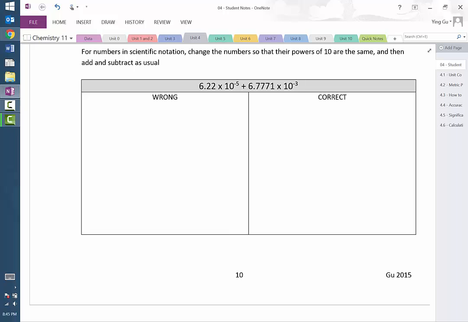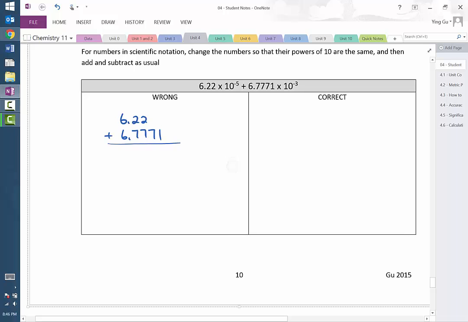Be careful when you are adding numbers that are represented in scientific notation. It will be incorrect for you to line the numbers up like this and add them, because the first number is 10 to the negative 5 and the second number is 10 to the negative 3, which means that the decimal place is not in the same place for those 2 numbers.